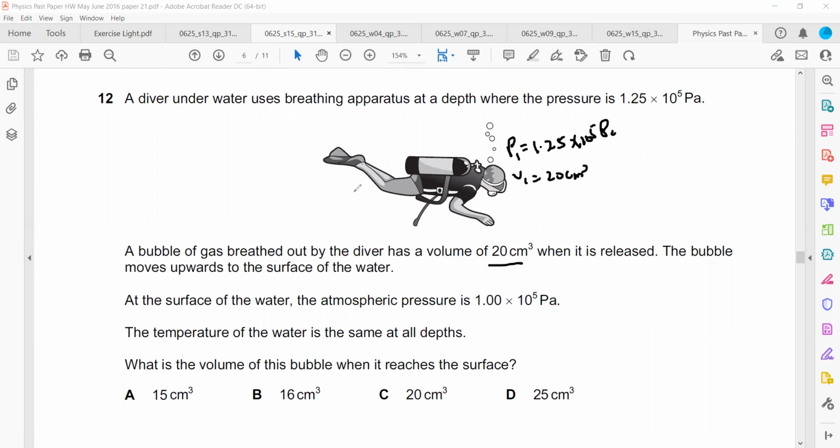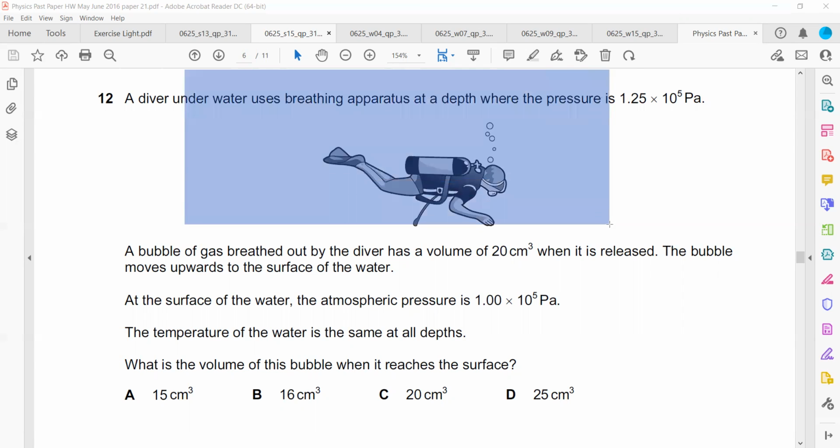The bubble is released and the bubble moves upward. The temperature remains the same, and when this bubble reaches the surface of the water, the pressure of the atmosphere on the bubble is 1 into 10 to the power 5 pascal. So say this diver is there underwater.